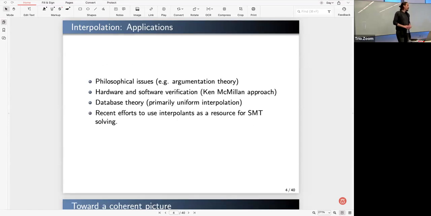Now, some applications of interpolation. People care about interpolation for many different reasons. Probably the first and foremost are philosophical issues or purely logical issues. Interpolation has a purely logical meaning, which I think is appealing to many of us. Those more practically minded may know about the applications to hardware and software verification. This is in particular the Ken McMillan approach of doing these kinds of things. It's very prominent. It's very useful in automated verification. Uniform interpolation we use a lot in database theory. Sometimes we're using some of this stuff for SMT solving these days. There are new and exciting directions all the time.